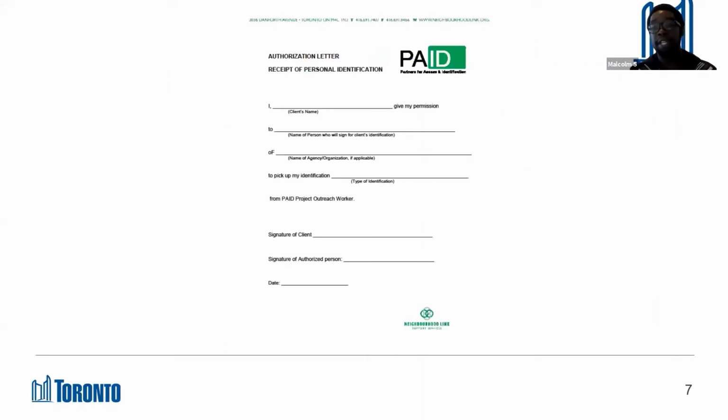All right, so that's just an example of what the paid ID consent form looks like. I tried to make this as big as possible. Like I said, you should have a copy of it when the presentation is done, but it's pretty straightforward. You just have to have the client sign the bottom, and then identify what piece of ID you are going to go get for them.